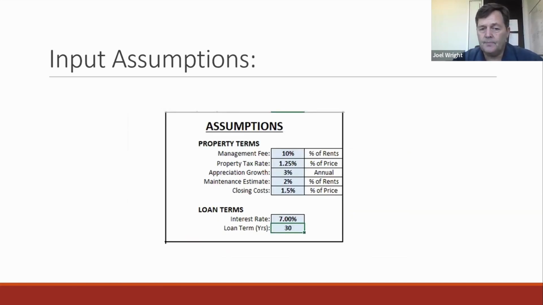These are the assumptions. We assume for this that management is at 10%. If you're doing your own management, then that would be at 0. Property tax rate, I generally use the assumption here in California, or at least in the Sacramento area, 1.25%. I'm assuming an annual growth rate of 3%.